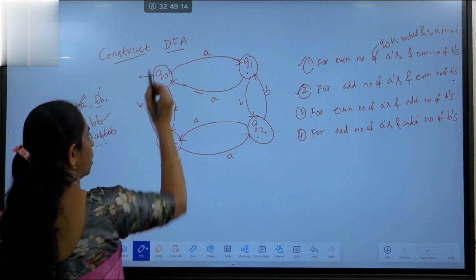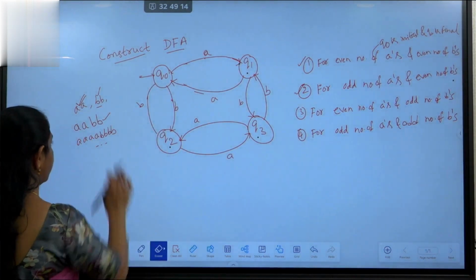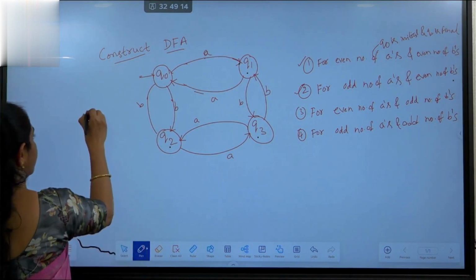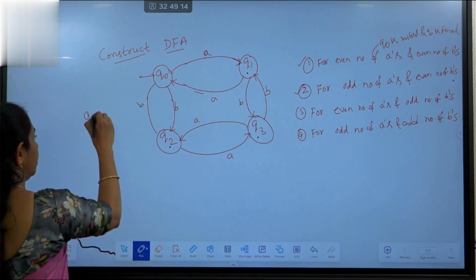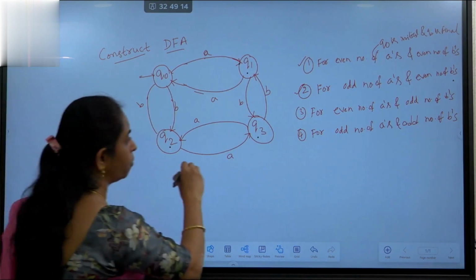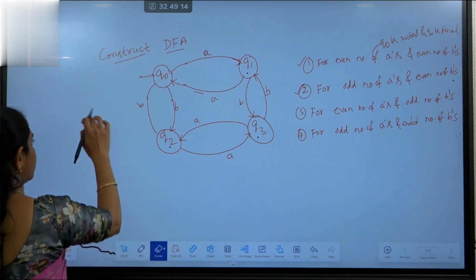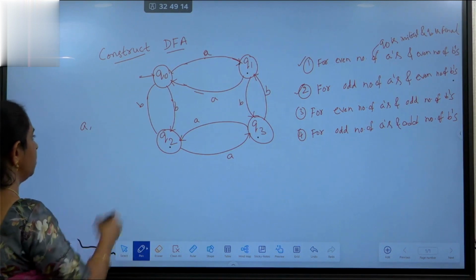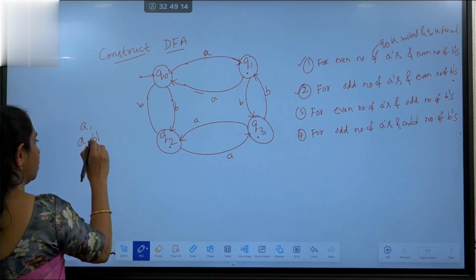Start from Q0. First write the strings that satisfy odd number of A's, that is A, and even number of B's, that means maybe 0 B's. Maybe the single A, maybe odd number of A's with maybe 2 B's.